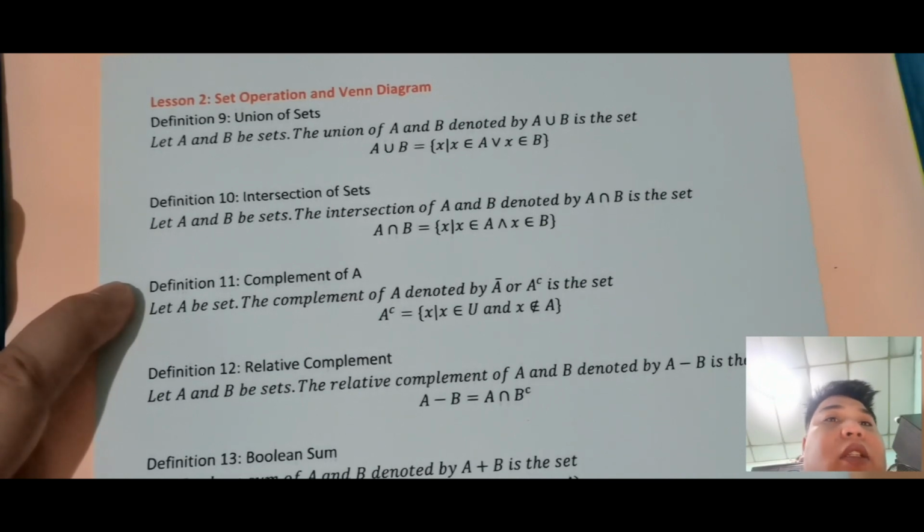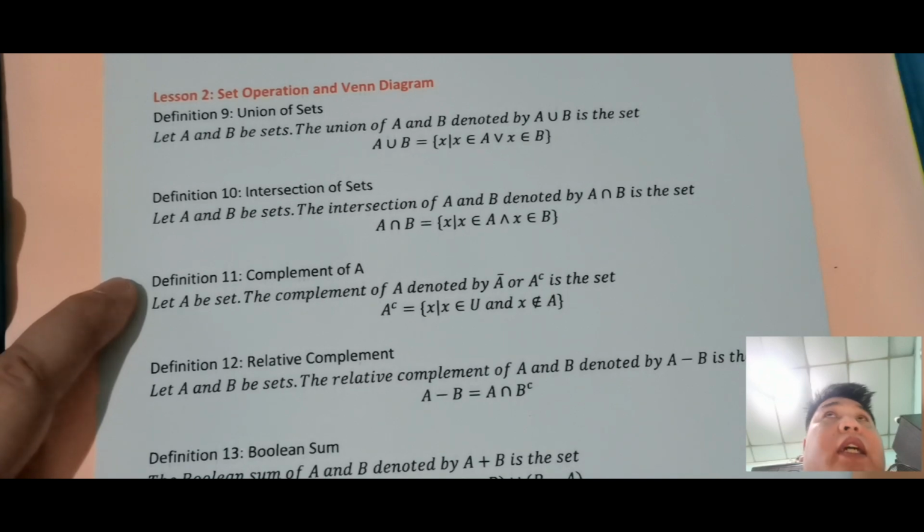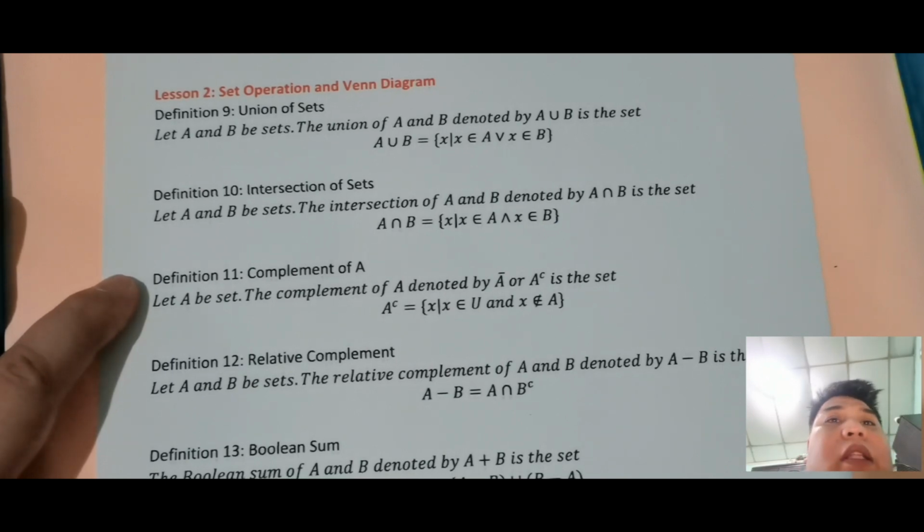Okay guys, punta na tayo sa lesson 2 ng ating set theory. So, pakipalitan na yung nakalagay na nakaraan na lesson 2. So, lesson 1 yun, ito yung lesson 2. So, kung naalala nyo, nag-discuss ako hanggang power set. So, from set up to power set. So, now let's have set operations and Venn diagrams.